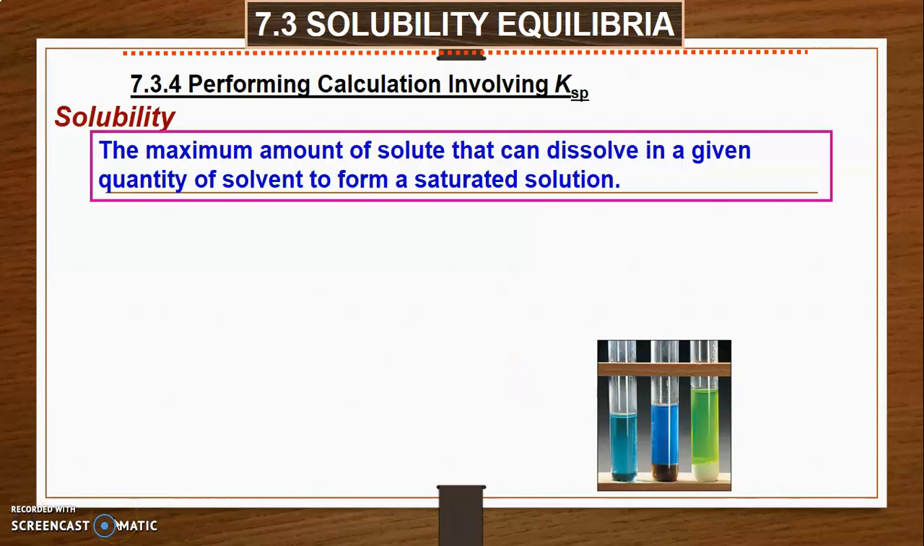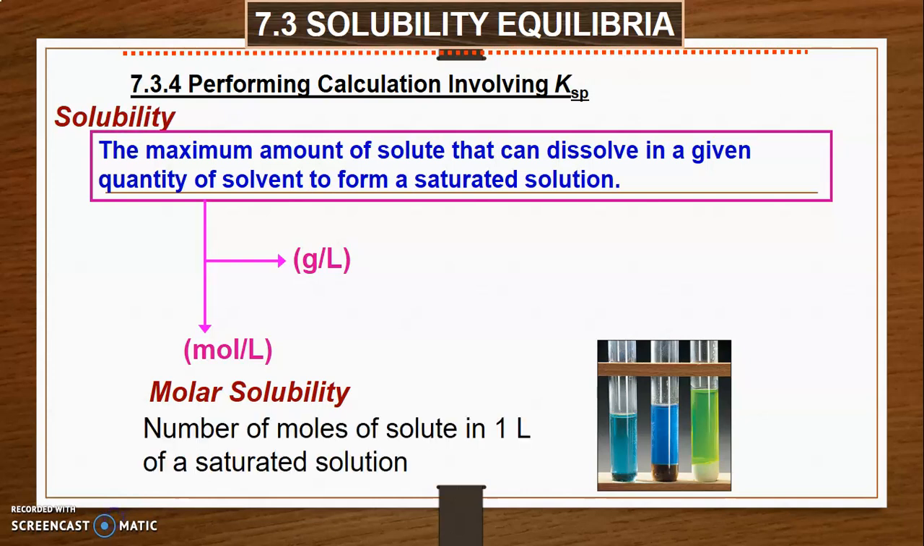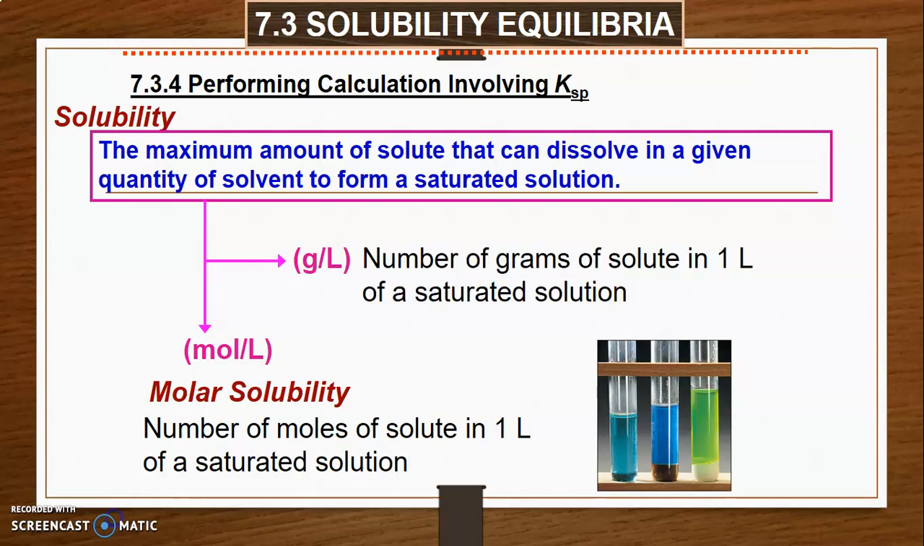So, as a little review about solubility, solubility is the maximum amount of solute that can dissolve in a given quantity of solvent to form a saturated solution. So, it can be in mole per liter or gram per liter. Mole per liter is also known as molar solubility, which is the number of moles of solute in 1 liter of a saturated solution, while gram per liter is solubility, the number of grams of solute in 1 liter of a saturated solution.